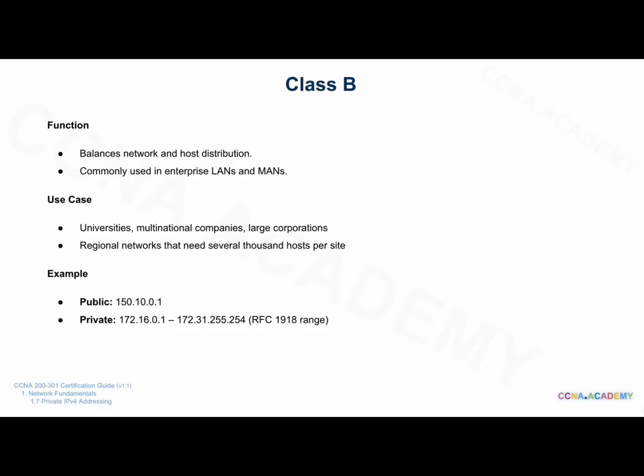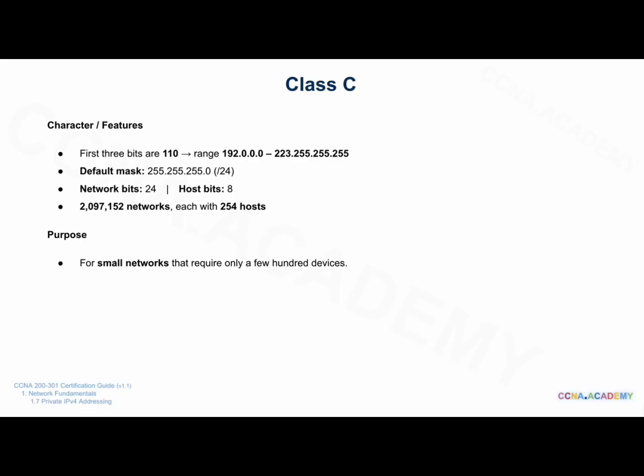A common private range here is 172.16.0.1 through 172.31.255.254. Class C addresses start with the bits 110, covering 192 to 223 in the first octet.